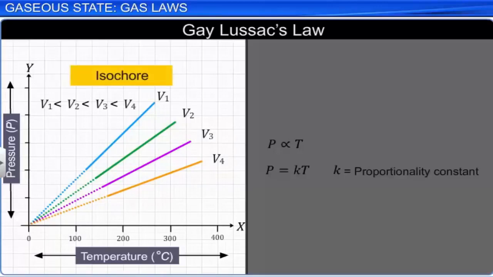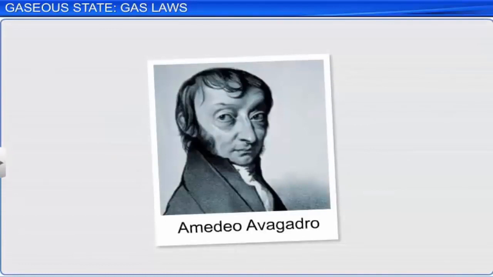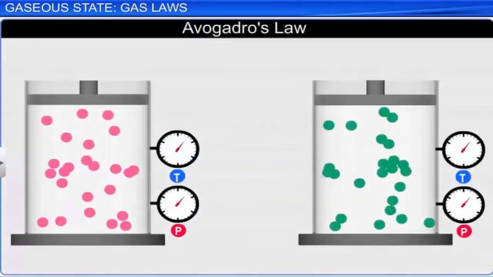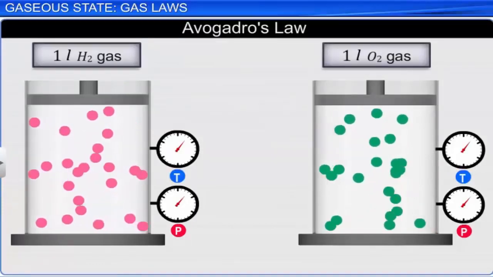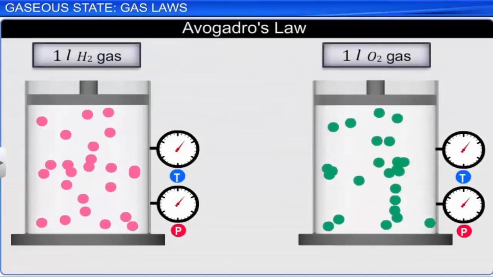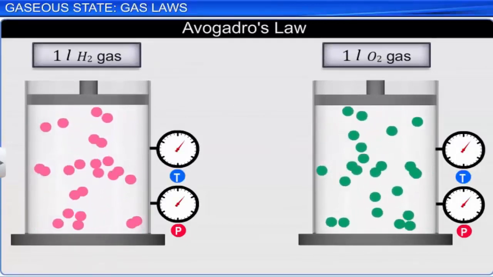The fourth gas law is Avogadro's law. In 1811, Italian chemist Amedeo Avogadro stated that at same temperature and pressure, equal volumes of gases contain the same number of molecules, irrespective of their chemical and physical properties. For example, consider 1 liter of hydrogen gas and 1 liter of oxygen gas. Then, according to Avogadro's law, at same temperature and pressure, both 1 liter of hydrogen and oxygen contain an equal number of molecules.